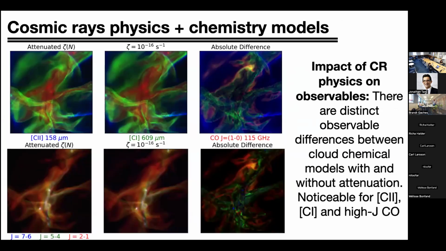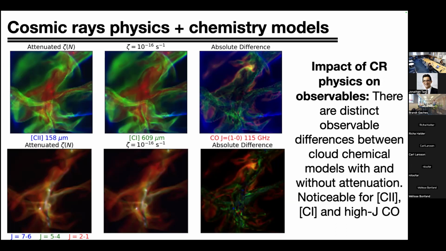To kind of put that all together, this is a three color image of the attenuated, the 10 to the -16 ionization rate and the absolute difference. The top is for C+, C, and CO, and the bottom is for CO at different J levels. And the really key takeaway, if you look at the absolute difference, is that it's not just a constant shift between each level. You really see kind of a complex morphology where sometimes it's wrong in these kind of intermediate dense regions, sometimes it's in the dense regions or the diffuse.